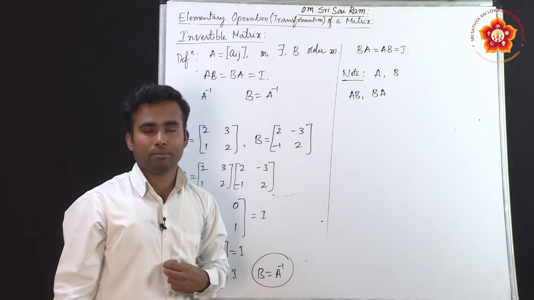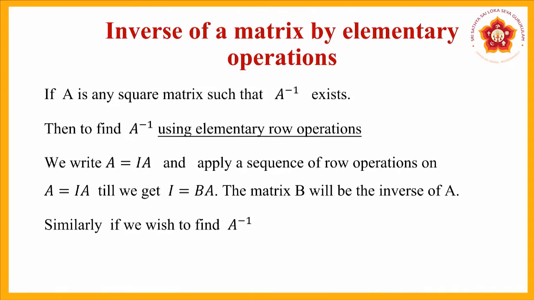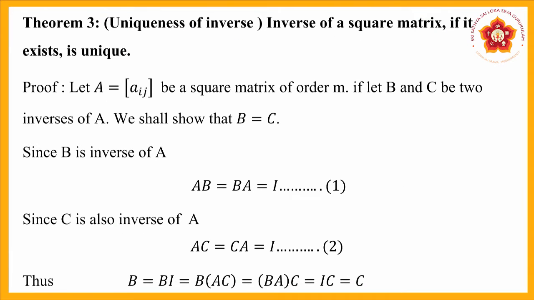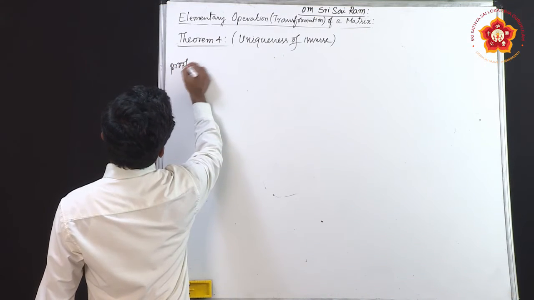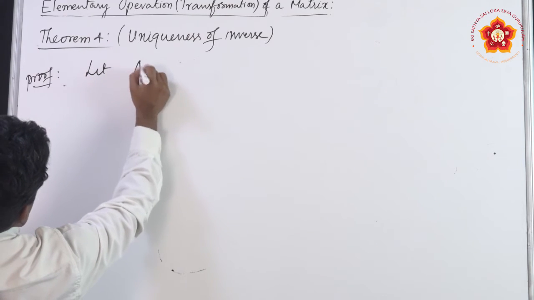Next we have one theorem, that is the uniqueness of inverse theorem, and that can be proved by contradiction. The statement of the theorem is: the inverse of a square matrix, if it exists, is unique. Unique means for a matrix A, we have only one inverse matrix, not more than one inverse matrix. So, this can be proved by contradiction.